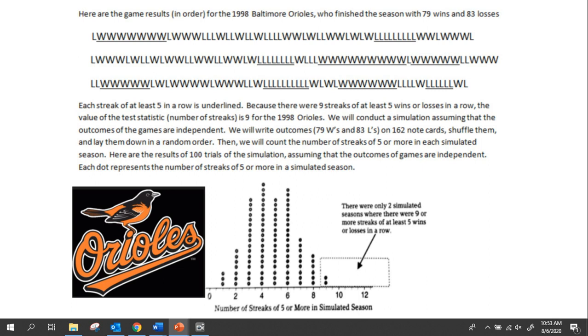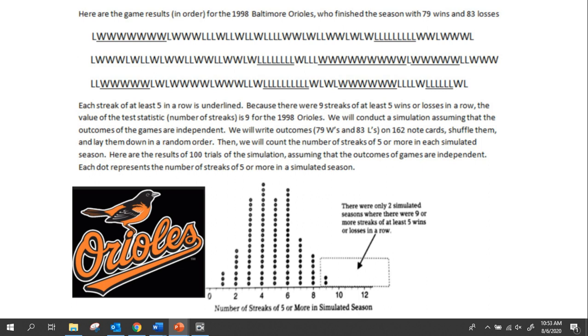We will conduct a simulation assuming the outcomes of the games are independent. We will write the outcomes, 79 W's and 83 L's, on 162 note cards, shuffle them, and lay them down in a random order. Then we will count the number of streaks of 5 or more in each simulated season.